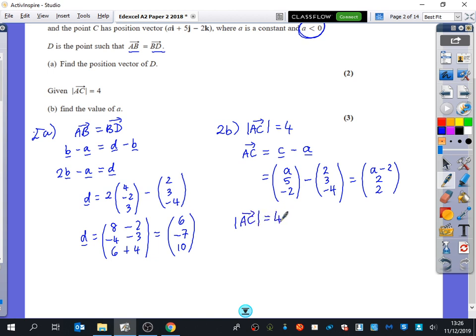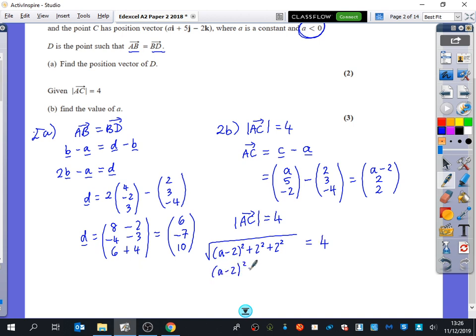I'm now going to find out what the modulus of this is, and I'm going to make it equal to 4. If I want to find the magnitude of this, that is going to be the square root of a minus 2 squared plus 2 squared plus 2 squared. That would be equal to 4. Some people weren't sure how to get rid of this square root symbol. The best way to get rid of this square root symbol is to square both sides.